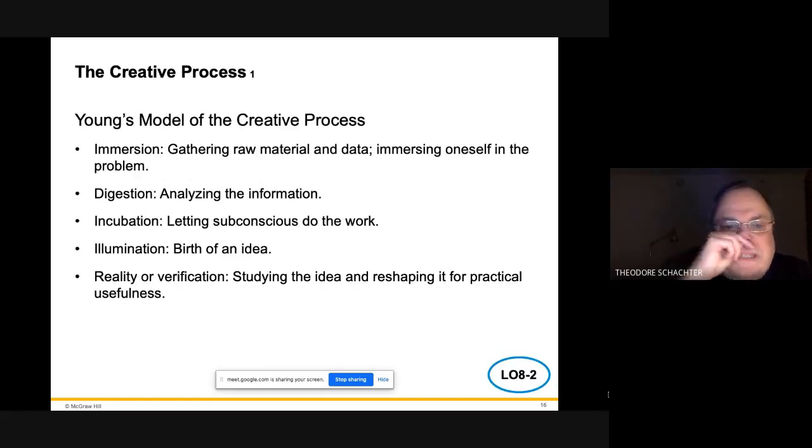Now, we always discuss this and we bring it up on exams as well. Young's model of the creative process is these steps. So immersion is the most important step, because without doing immersion really well, and I emphasize this with my students all the time, there is no such thing as cutting corners. You may see that sometimes when I grade. There's no such thing as superficial things. You must really eat, sleep, and breathe the product. And that takes a lot of work.